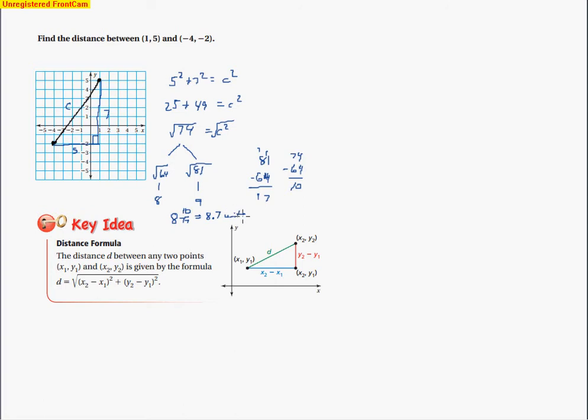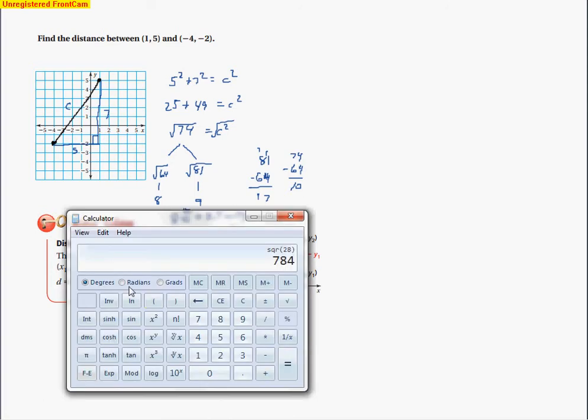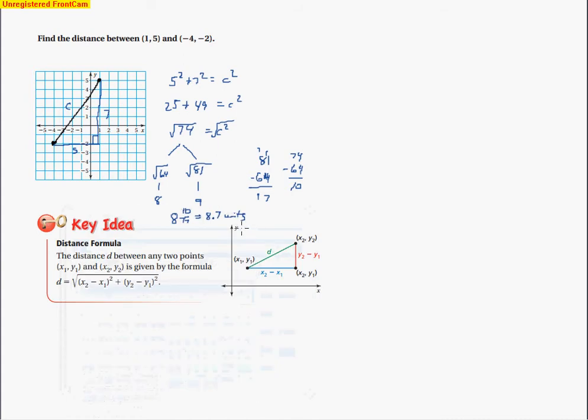We can see how close we are by using the calculator. Let's check it real quick. We've got the square root button right here, and I think I have to enter the number first on this calculator. So 74, square root of that's 8.6. So pretty good approximation there. I said 8.7, so I would have been better off with 8.6.